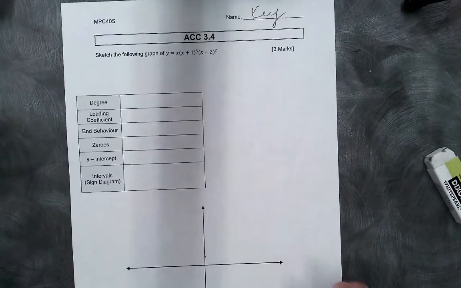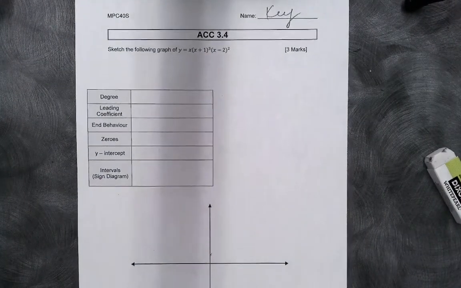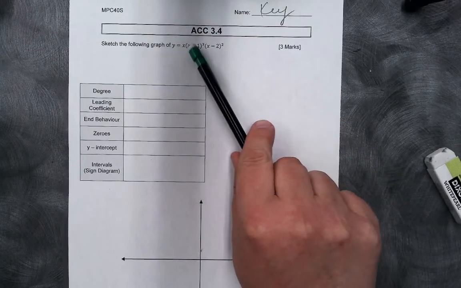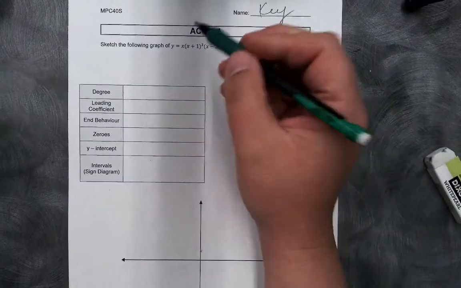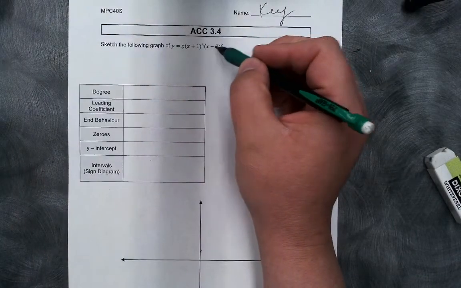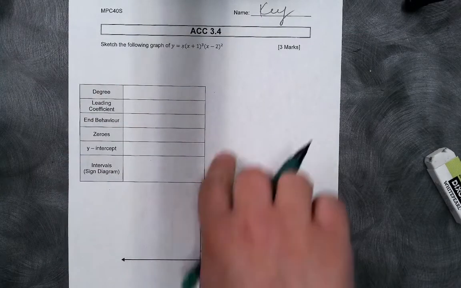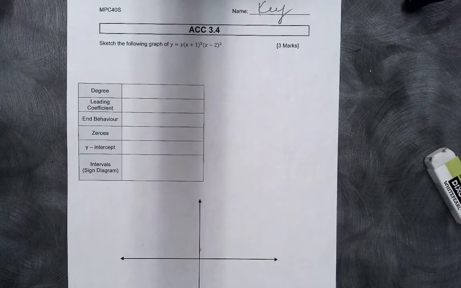Key. So 3.4. So pause your video and see if you can come up with a sketch for x times x plus 1 times x minus 2. Oh, sorry, x times x plus 1 cubed times x minus 2. There's a couple of multiplicities here. Wow, this is going to be kind of a complicated one. So pause the video and give it a try. Even if you can't get the sketch, see if you can fill in all of this. All right, pause the video and try it.